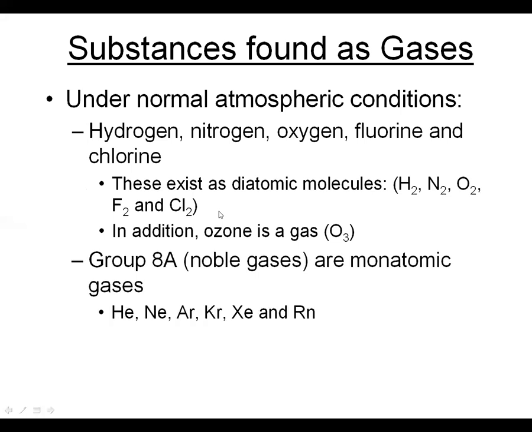So under normal conditions, there are some things that are found as gases, and these are our diatomic molecules. A lot of those ones that we talked about, how they naturally come as twos, things like hydrogen gas, nitrogen gas, oxygen gas, fluorine and chlorine gas. Those are all gases under normal conditions. Remember, that's how those elements are found by themselves, uncombined. Ozone as well, which is O3, is a gas.